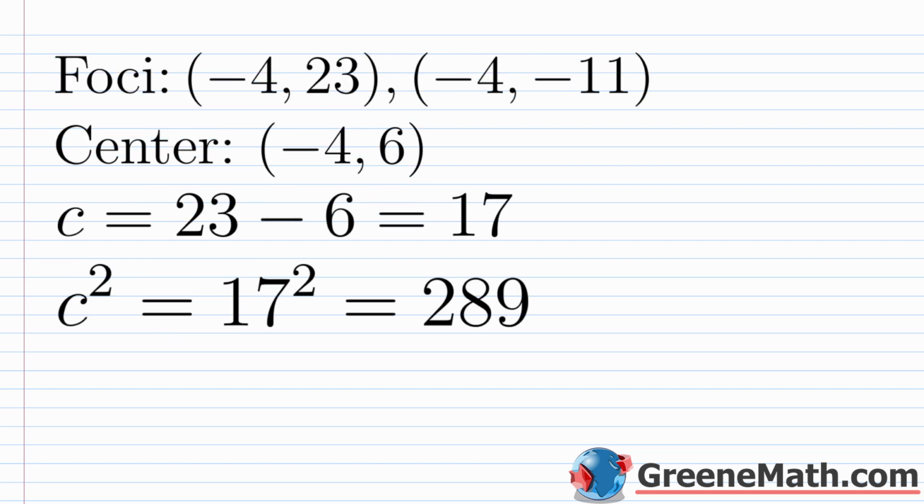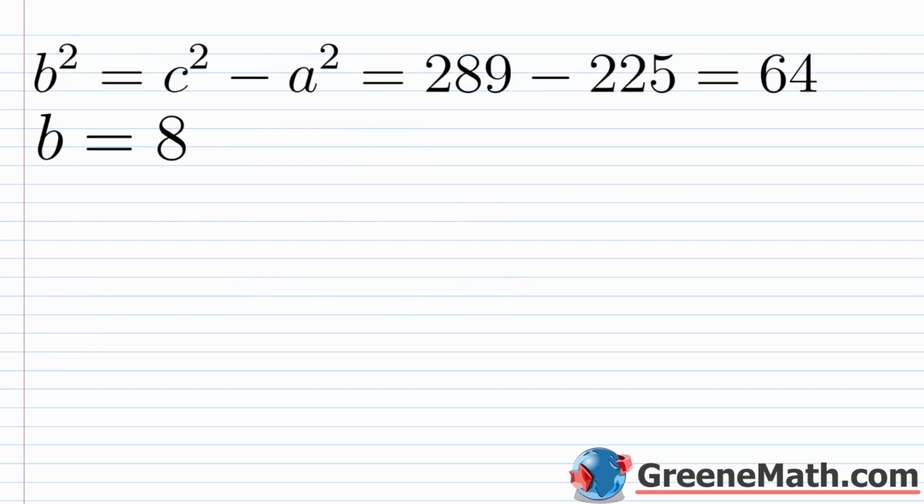Then in terms of getting b squared, remember we want to get c squared first. So that's the distance from the center to each focus. Again, these x coordinates are the same. So you're going to work with this y coordinate and this y coordinate. So 23 minus 6 is 17. So 17 squared is 289. So c squared is 289. When we look at b squared, it's equal to c squared minus a squared. So 289 minus 225, that's 64. So then b is going to be equal to 8.